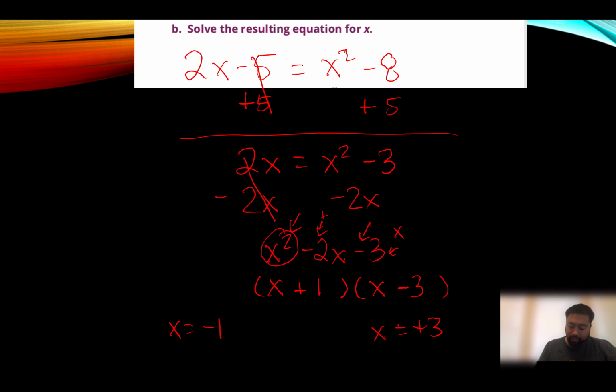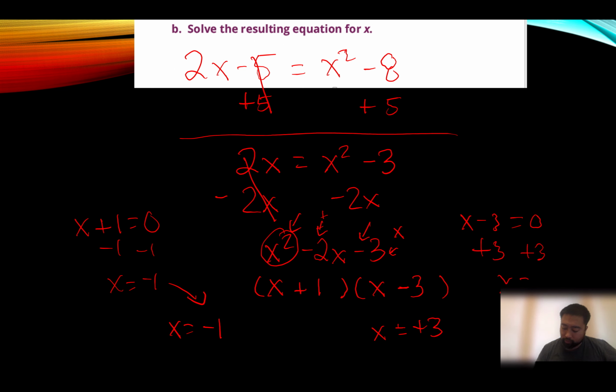Some of you guys are asking how you set it equal to 0. With x plus 1 equals 0, minus 1 minus 1, x equals negative 1. So we got that. And we did x minus 3 equals 0, plus 3. And that's how we got that.